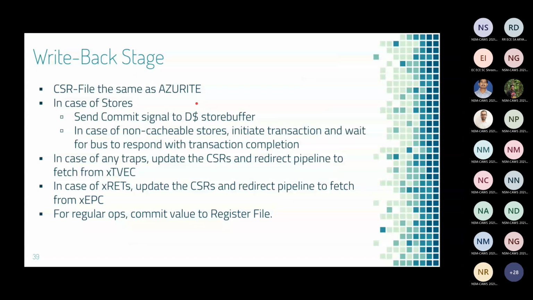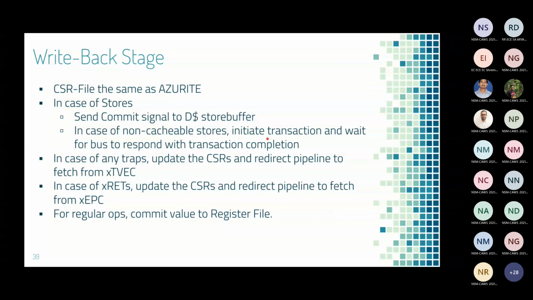And finally, you have the write back stage. So the CSR files are maintained here. You perform all CSR operations here. In case of store operations, you send a commit signal to the D-cache store buffer, as we saw earlier. In case of non-cacheable stores or loads, you initiate the transactions on the bus in the write back stage.